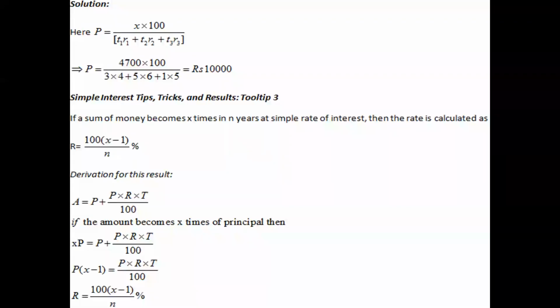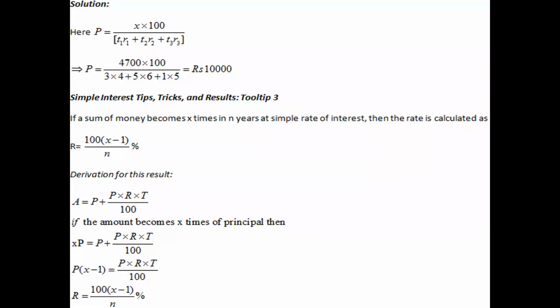In your school time, you have learned only SI, the simple interest formula: SI equal to PNR by 100. But if you learn only that one formula and try to solve all the numerical problems with it, it will take lots of time. So for that you need to learn many other formulas also. Through that, within a few minutes only, you can calculate lots of problems. So this is another formula: R equal to 100 of X minus 1 by N percent.